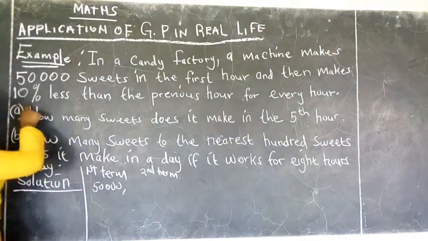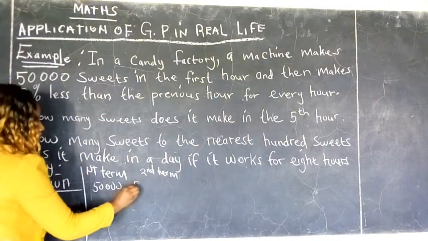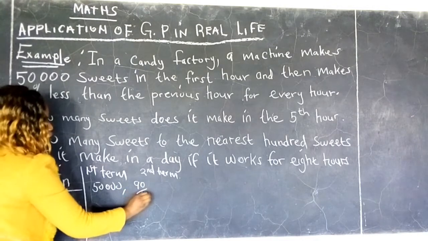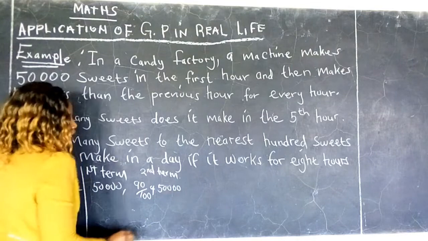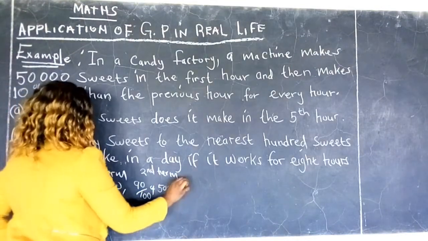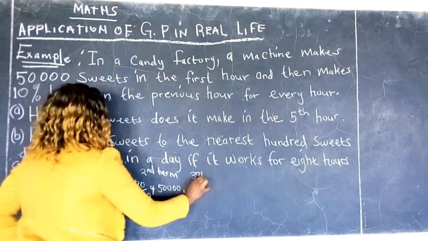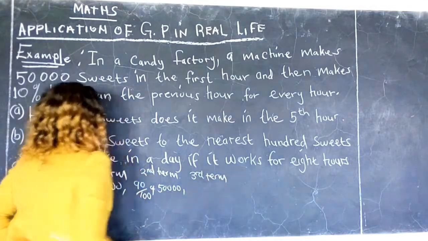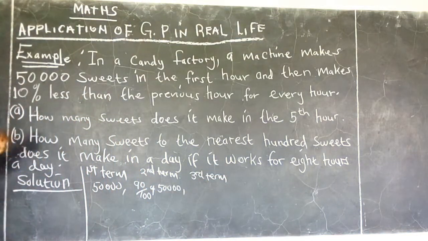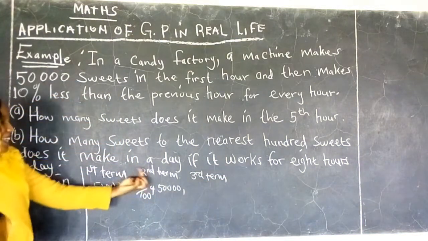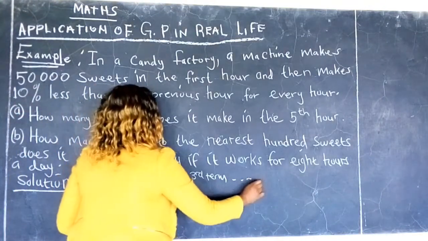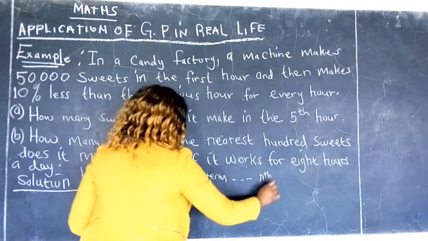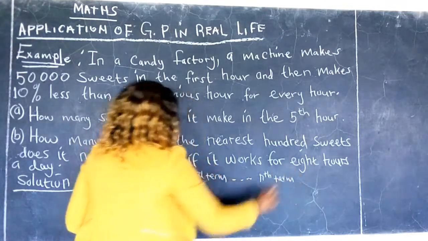So when we talk of 10% less, we are talking of 90% of 50,000. This also implies that the third term shall be 10% less than the second term, and we will proceed like that up to the end term. Okay?